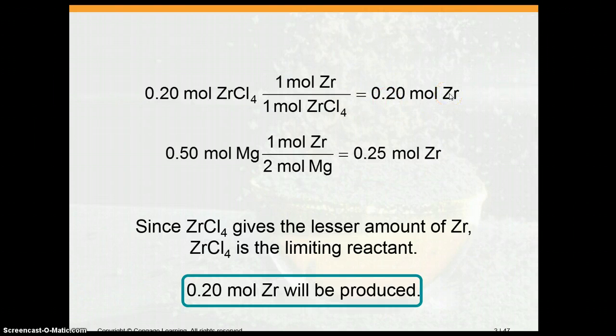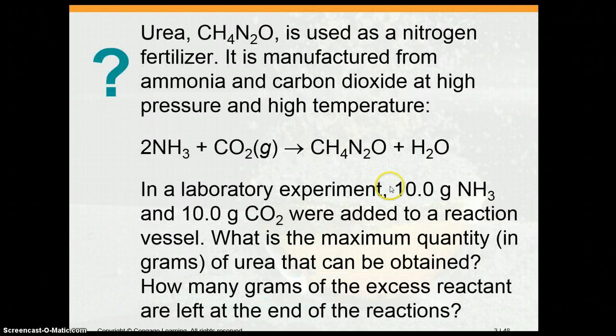So it's important that you realize that the quantity produced is called the theoretical yield, and the element or compound formula is the limiting reactant.